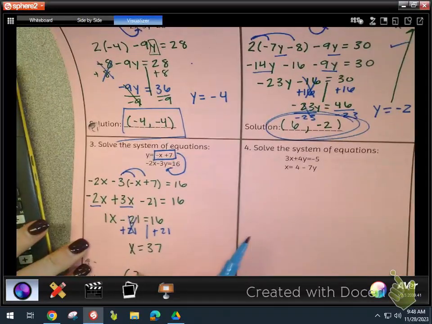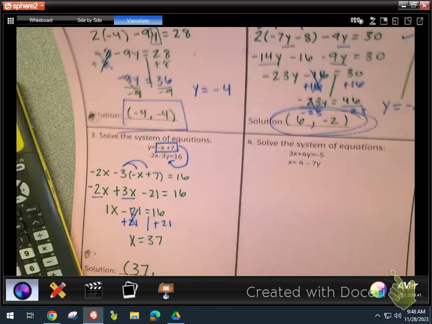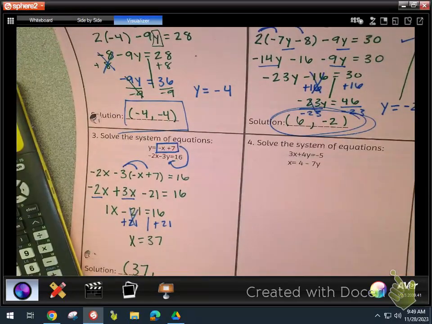No. I'm going to go ahead and put in my solution. Now, it's an X, so I'm going to put it as the first number. Is x by itself? But then, what am I missing, Mohammed?